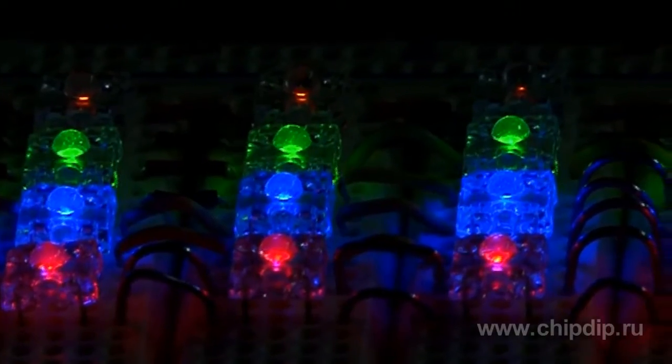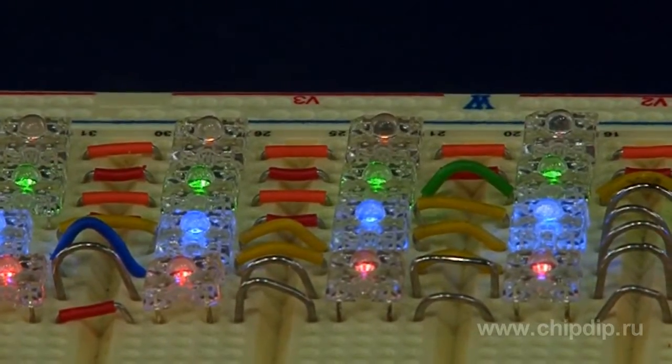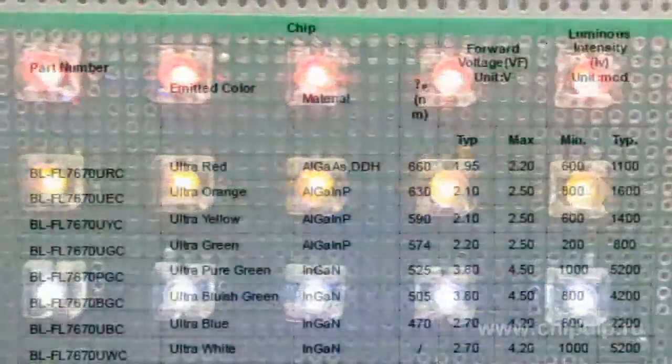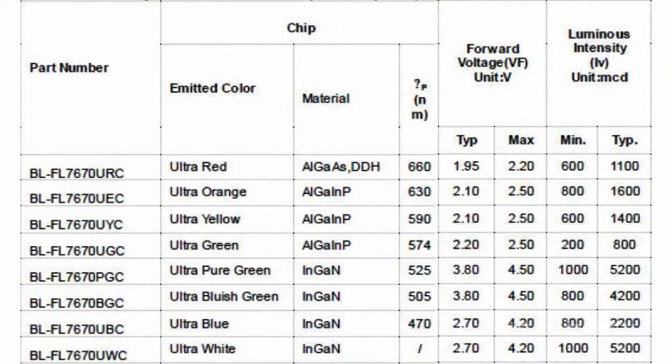All the LEDs offered under this series have a dissipation angle of 50 degrees. Their consumed current is 20 milliamperes. Based on the type of crystal used in an LED, these LEDs offer luminous intensity over 800 millicandelas for green light and up to 5200 millicandelas for pure green and white light.